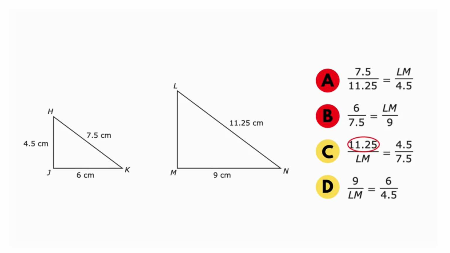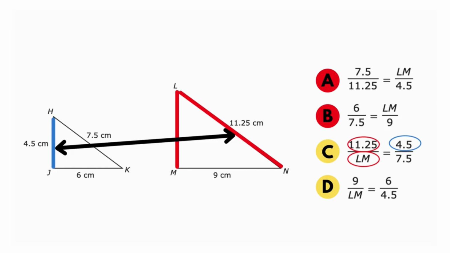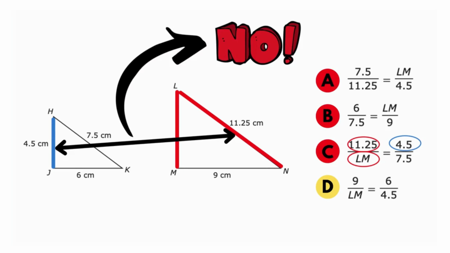Moving to C, 11.25 is on our red triangle. LM is on our red triangle, so we'll highlight that one. 4.5, which should correspond to 11.25, but it doesn't. It's on a different side. It's not a corresponding side, so that one doesn't work.